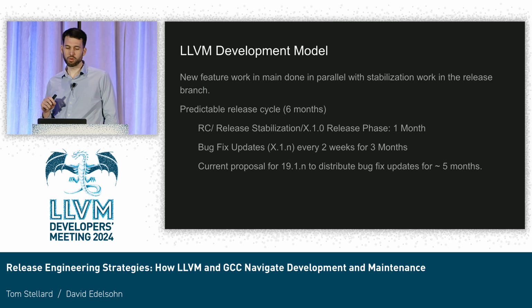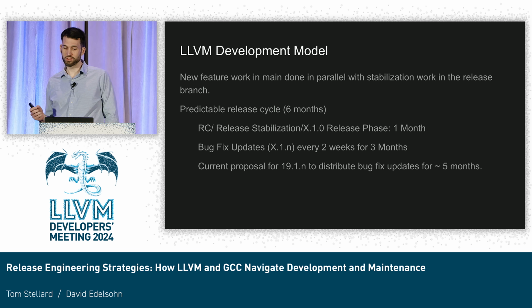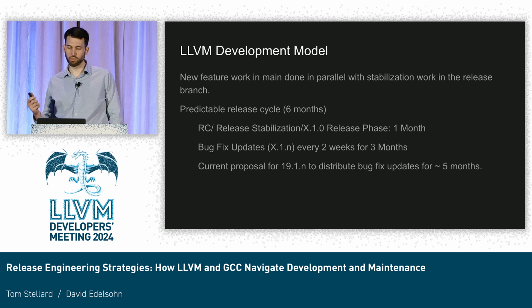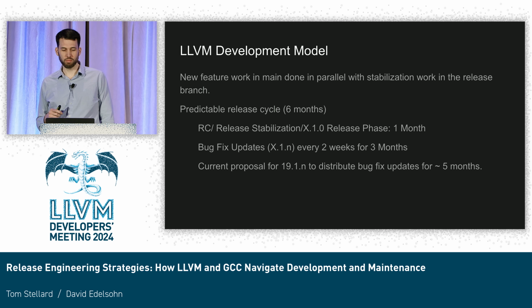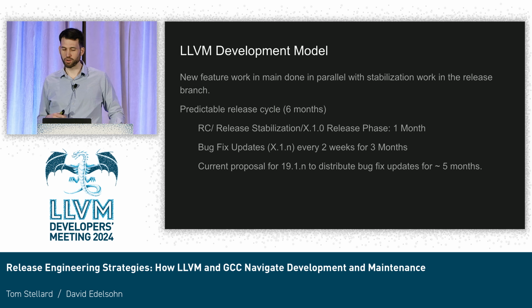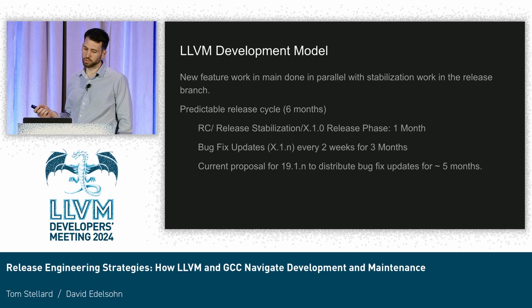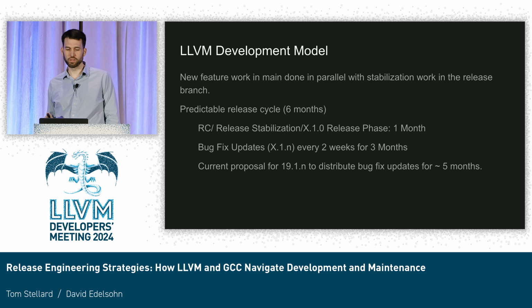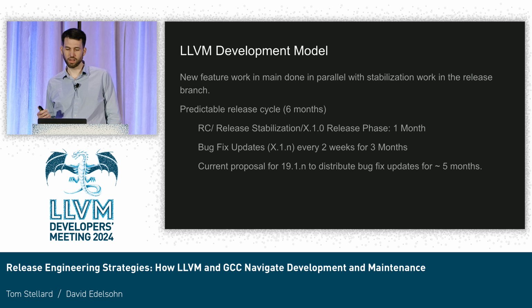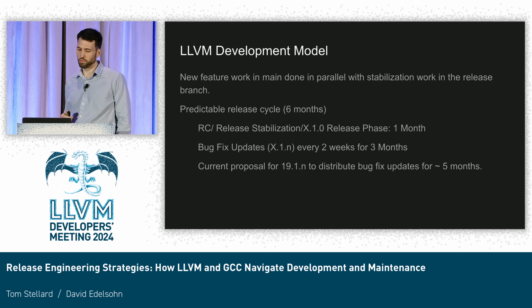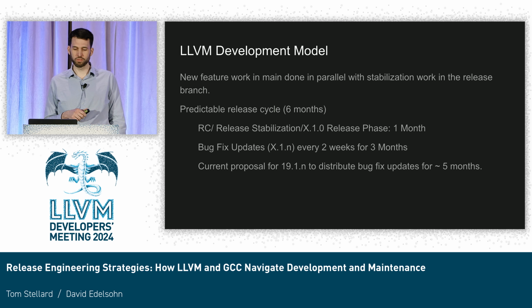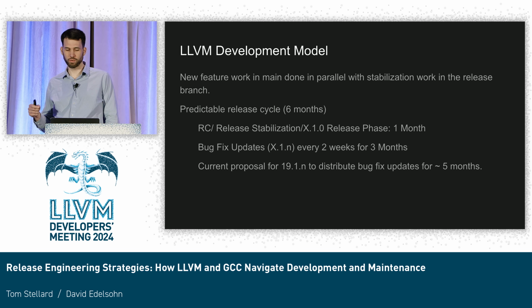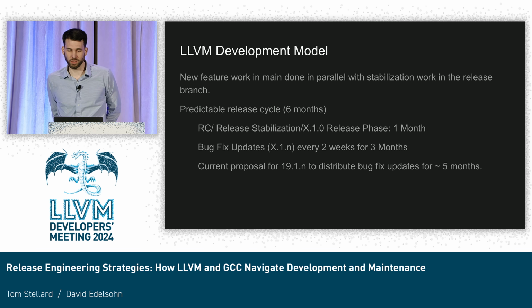So we also have a very predictable release cycle that lasts for 6 months. After we branch the next release from main, we spend about 1 month stabilizing the branch leading up to the very first X.1.0 release. And then after that, we do about 3 months of bug fixing with 1 release every 2 weeks during that period. Now, we do actually have a proposal to extend our bug fix release timeframe from 3 months to 5 months for this current LLVM 19 cycle.